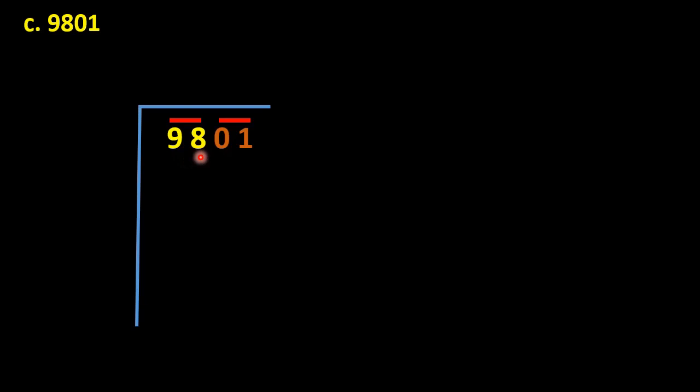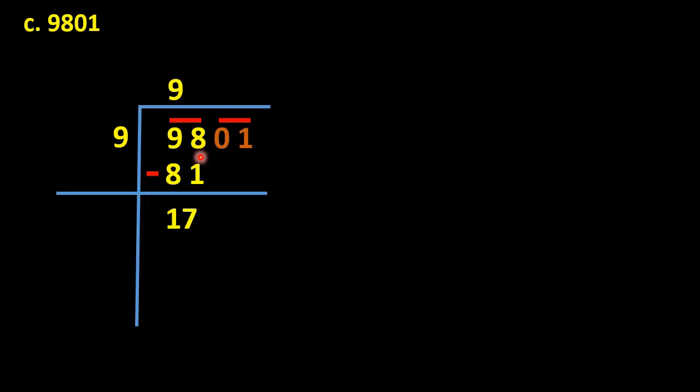5 fives are 25, 25 is less than 98. 8 eights are 64, 64 is also less than 98. 9 nines are 81, 81 is also less than 98. 10 tens are 100, so 100 is greater than 98. So 100 cannot be taken. So the perfect square number less than 98 is 81. So 81 is 9 into 9. Then we subtract from the first period. 98 minus 81 is 17.